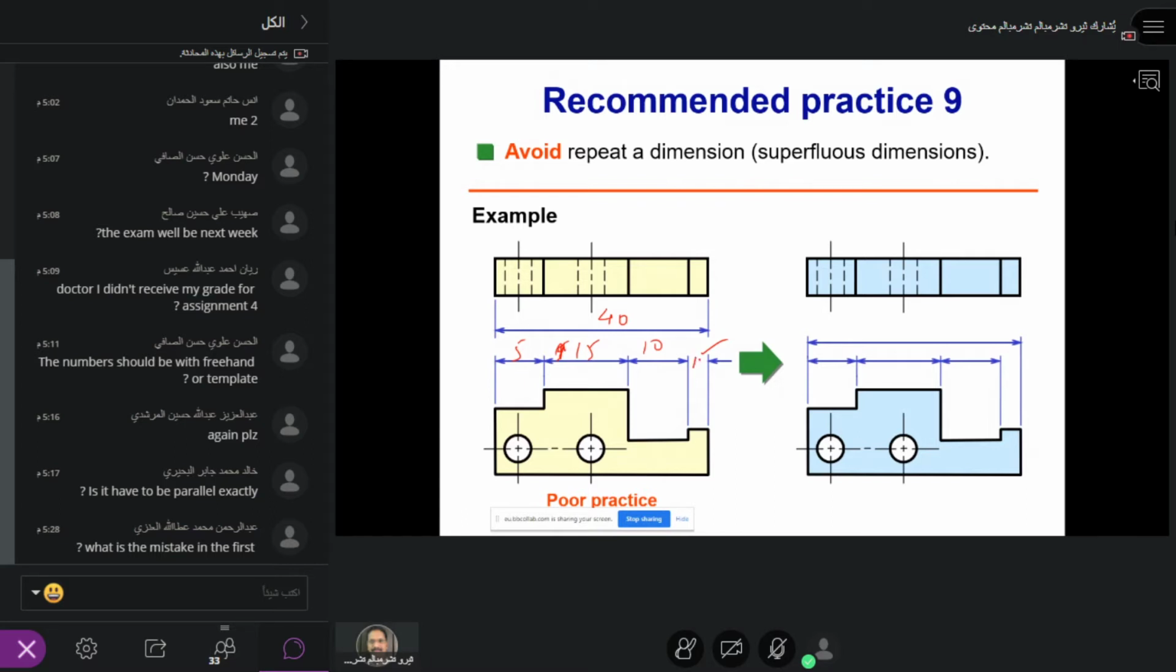You don't need to put 10 here. This is repetition. If you put it here, don't put this. Again, you repeat the practice. So don't repeat the dimension. If it's already known, don't repeat it. If you write 10 here, you don't use it. Or if you use this one, don't use this. Okay, so this is the best practice here. You understand? Never repeat the dimension.